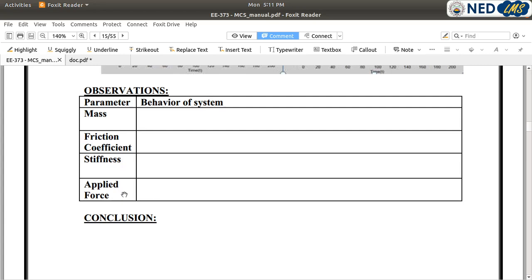You have to change, observe the change, and describe the changes in your own words. I will formally make a question for it and will upload it in Google Classroom.